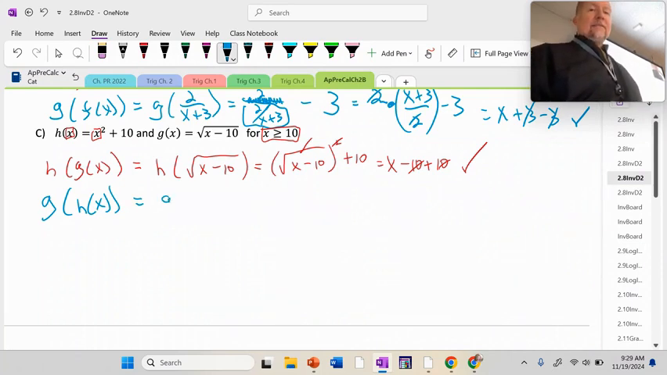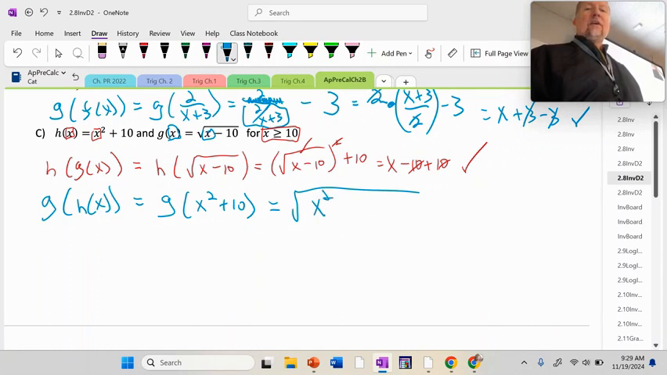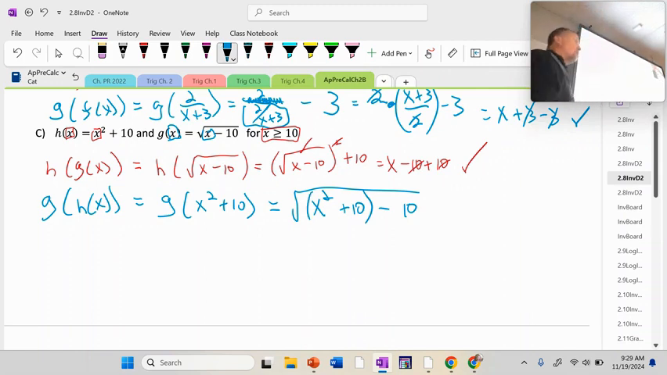h of x is x squared plus 10. And then g of that is, wherever there's an x, plug this in its place. So that's root of x squared plus 10, minus 10. I'm going to put parentheses, but they're useless. What's plus 10 minus 10? And then what's the square root of x squared? X. That's all you have to do.